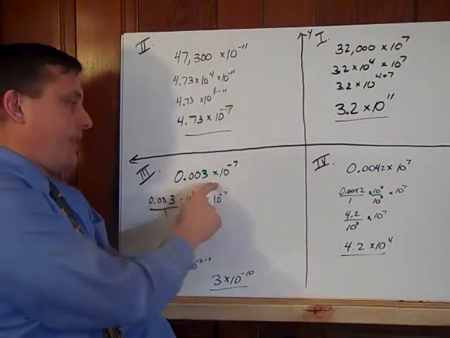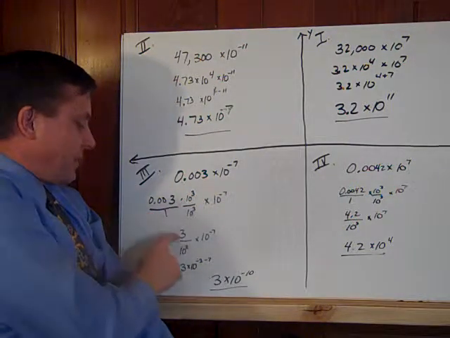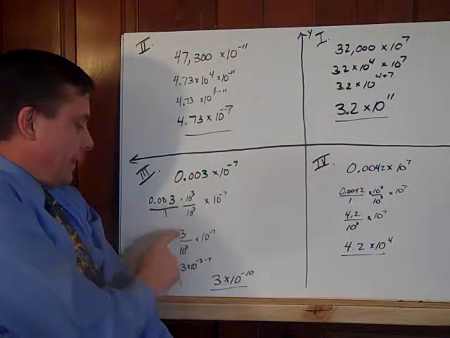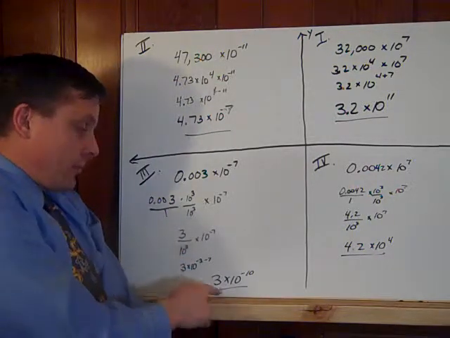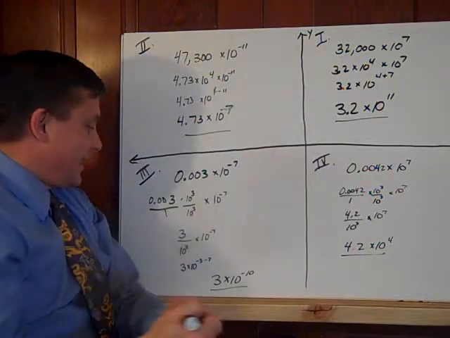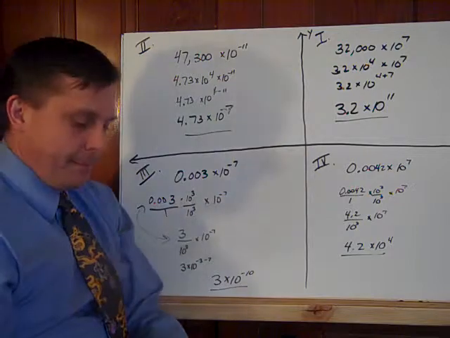Next one, 0.003 times 10 to the negative 7. Alright, I have to make that into 3 times 10 to the negative 3, which I show through here, which gives you 3 times 10 to the negative 10. And again, I show the steps right here to make it work.